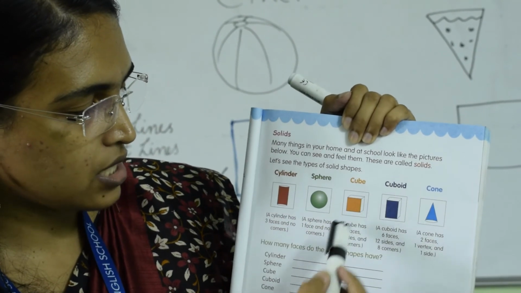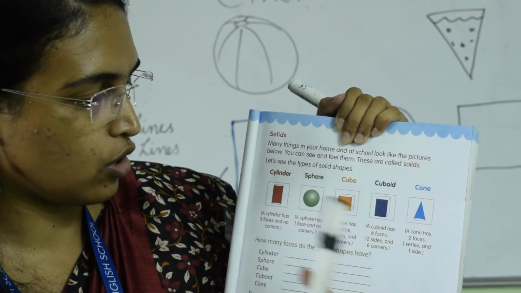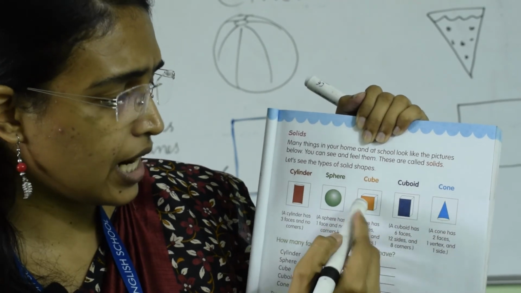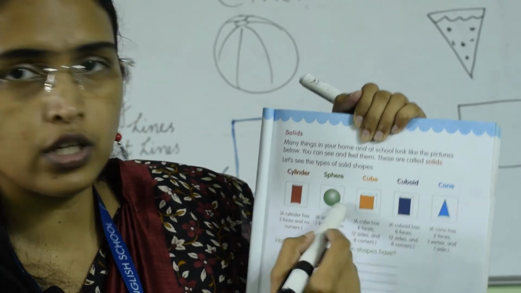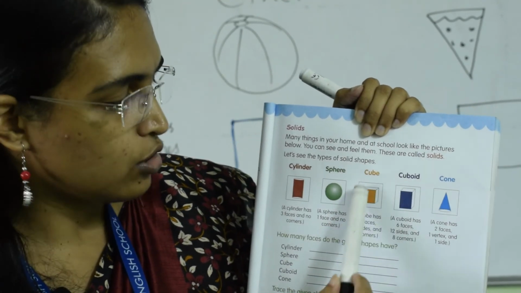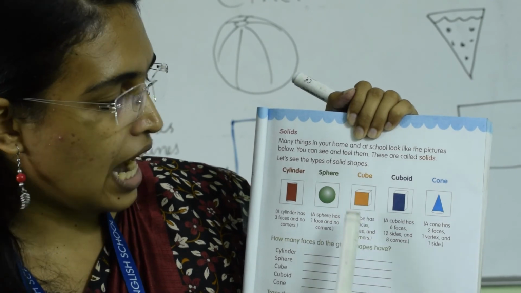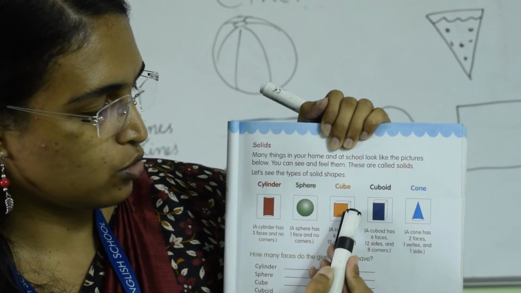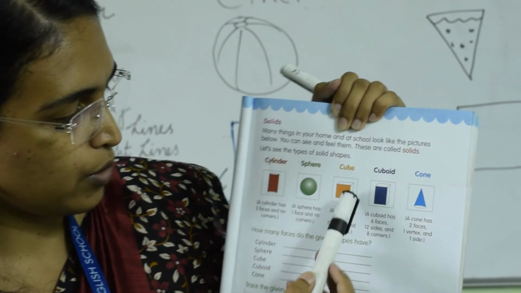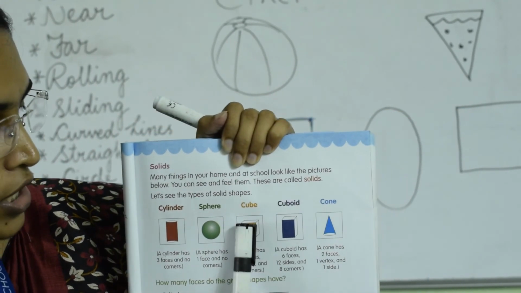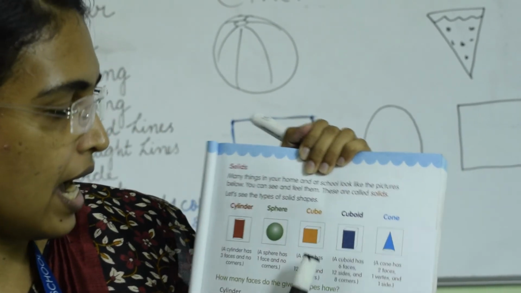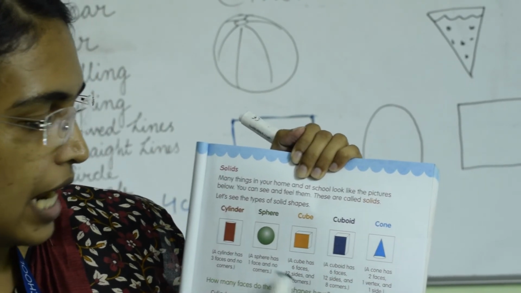A cube has 6 faces, 12 sides and 8 corners. In a cube there are 6 faces, 1, 2, 3, 4. There we can see the 6 faces. This orange color, this is a face. Okay, so in a cube there are 6 faces and 12 sides. Look, 1, 2, 3, 4, 5, 6, 7, 8, 9, 10, 11, 12. In this way we have 12 sides, and these are corners. There are 8 corners. Okay, so a cube has 6 faces, 12 sides and 8 corners.